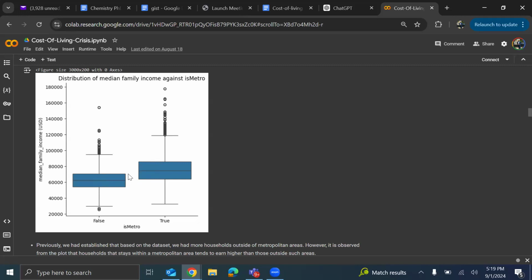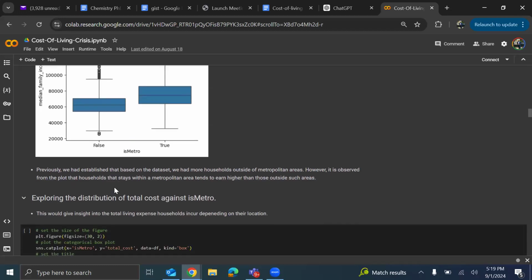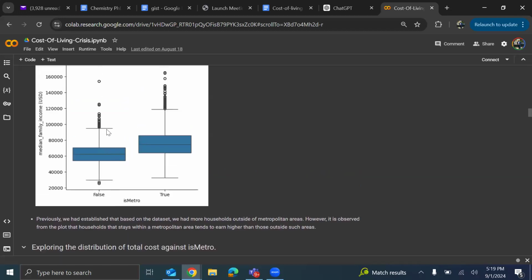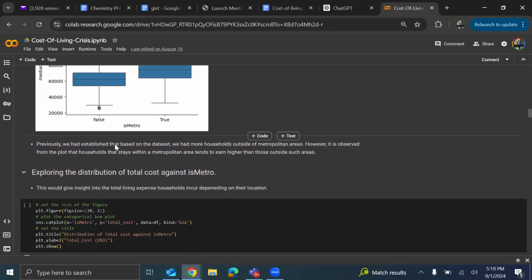Even the 70th percentile here is lower than the 50th. That's like saying 75% of the people in one group don't earn more than 50% of the people in the other. The last one is 100%, the maximum, and these other points are the outliers.